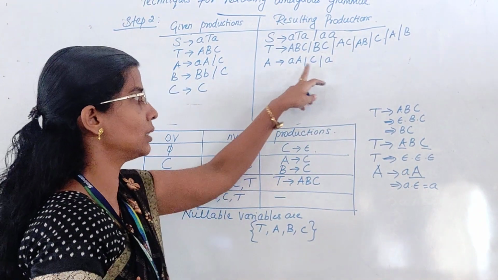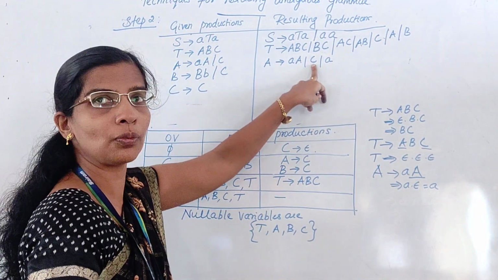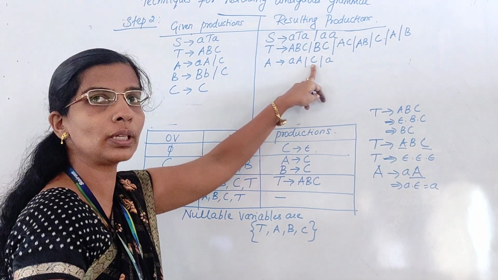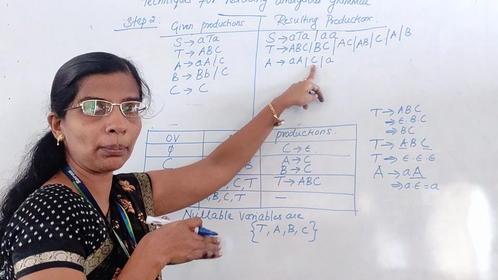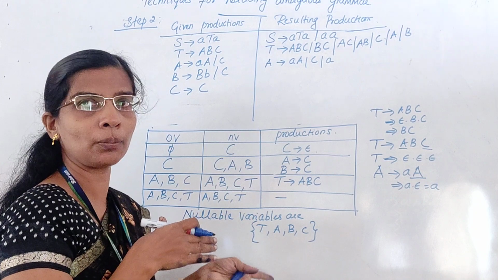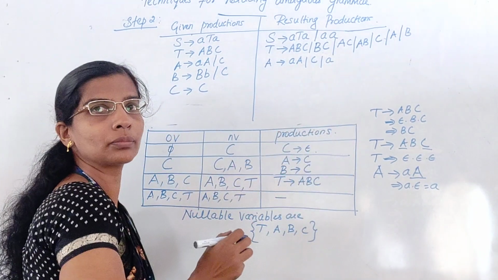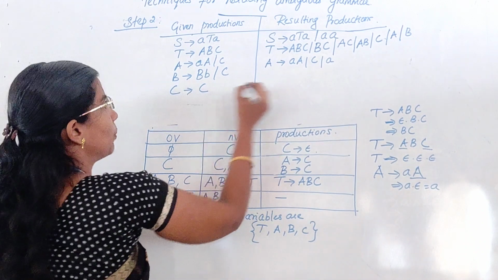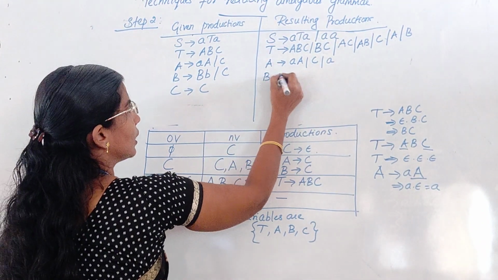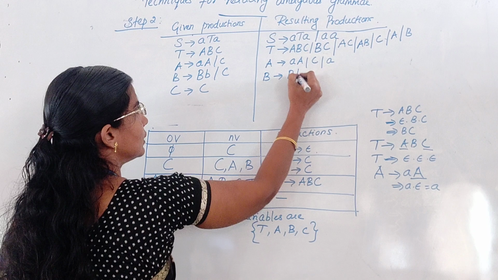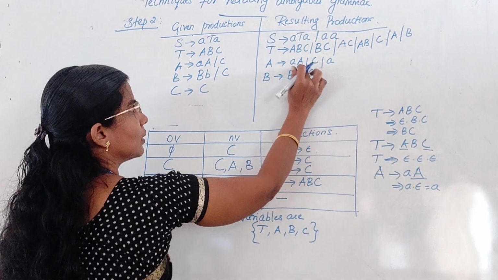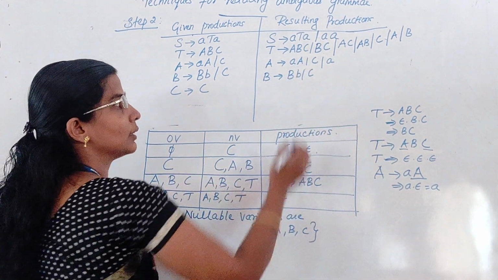Next, when you substitute epsilon for this C, what will you get? You will get epsilon. But what am I doing here? I am eliminating epsilon production, so don't do that. Don't write epsilon here. Next, coming to the next one, first you have to write as it is.